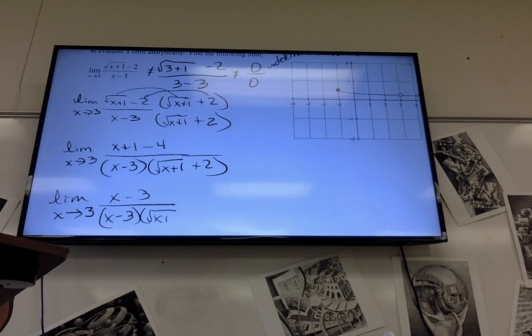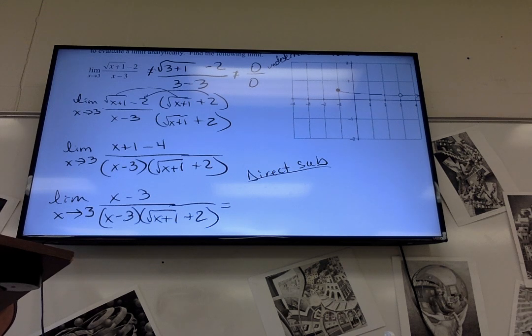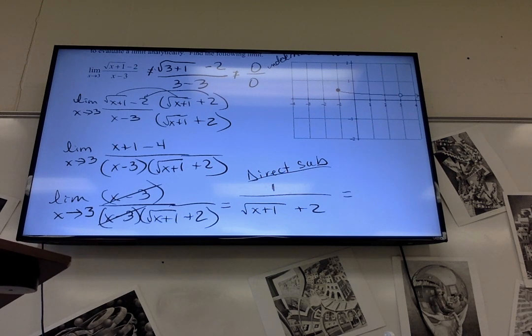Now we have rationalized the numerator, meaning we no longer have a square root in the numerator. So now we can do direct substitution. You just plug in. Oh yeah, the x minus 3 is canceled. Look at it. Go. It'd be 1. Good question. Yeah, when you have the same thing divided by the same thing, it's 1.